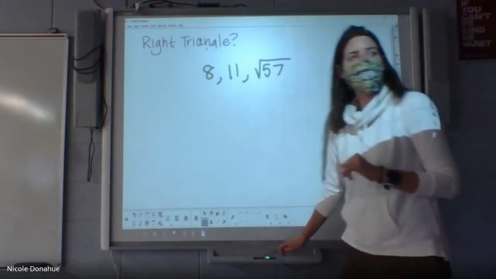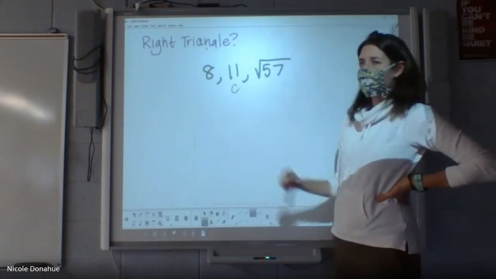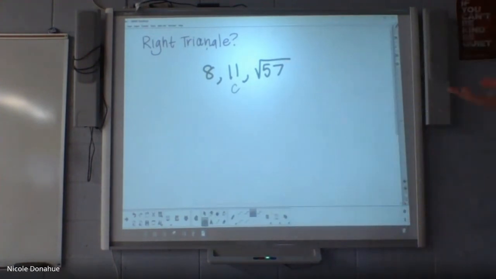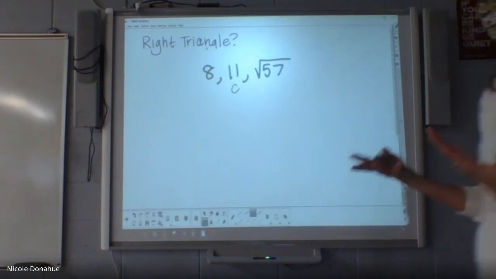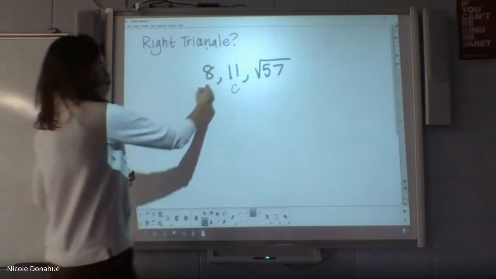All right, so in this case, you guys, our C value actually has to be 11. Hopefully you know the square root of 57 is going to be smaller than 11. If you have to check it, it's fine. Square root of 57 is like 7 point something because it's in between the square roots of 49 and 64. So be able to approximate that a little bit. It's not a bad thing to know how to do.